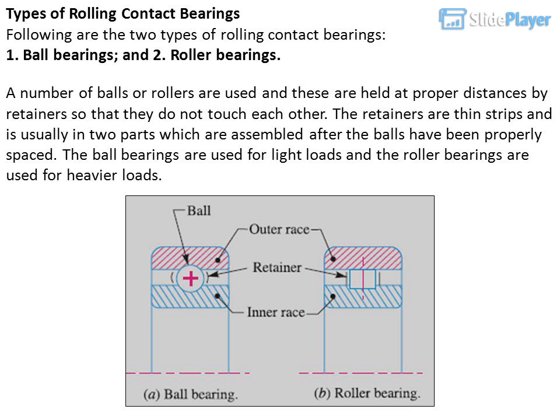Types of rolling contact bearings. Following are the two types of rolling contact bearings. 1. Ball bearings, and 2. Roller bearings. A number of balls or rollers are used, and these are held at proper distances by retainers so that they do not touch each other. The retainers are thin strips and are usually in two parts which are assembled after the balls have been properly spaced. The ball bearings are used for light loads and the roller bearings are used for heavier loads.